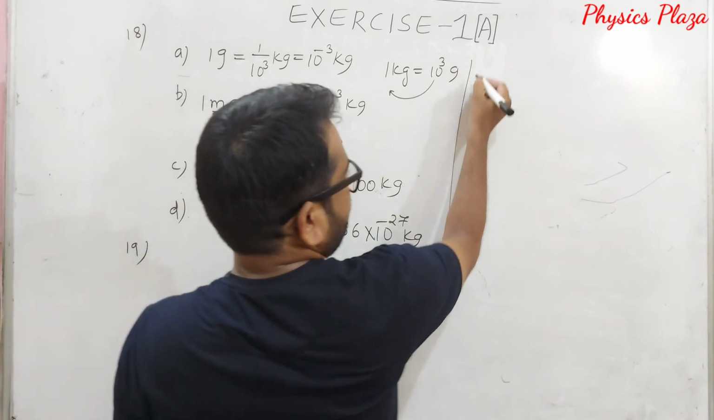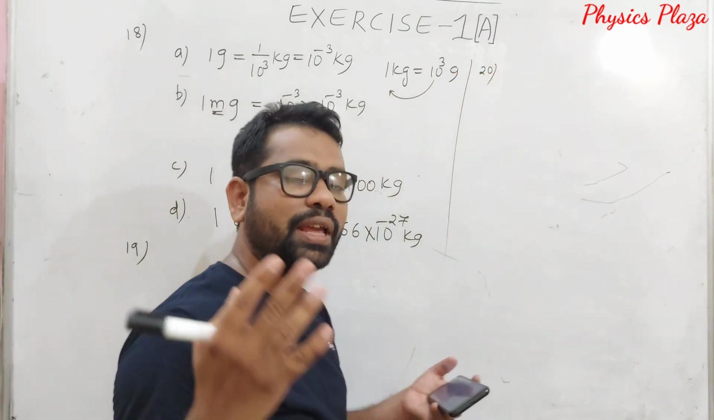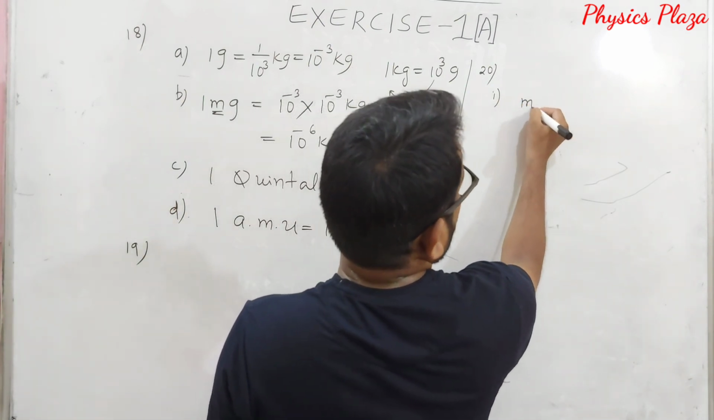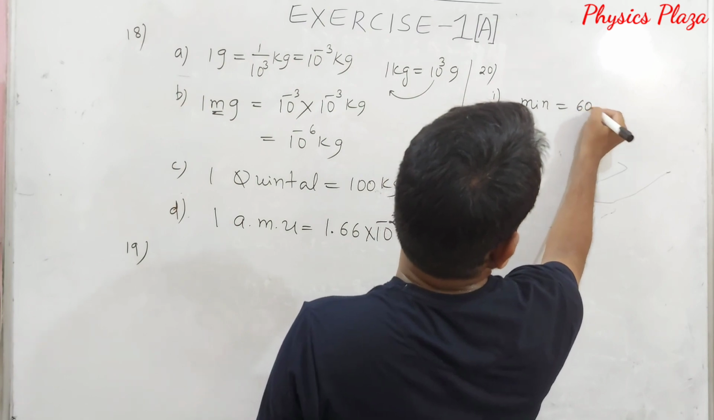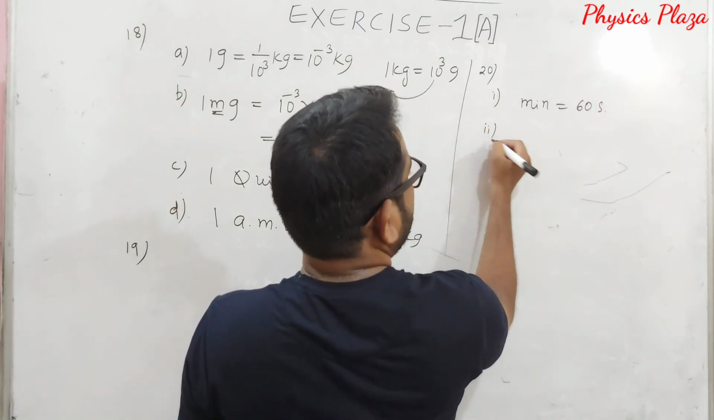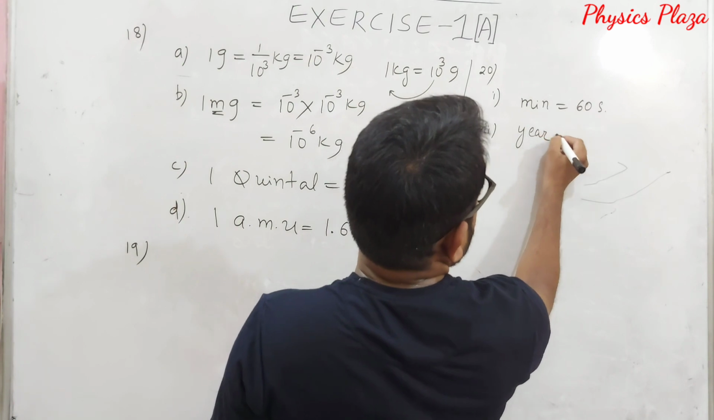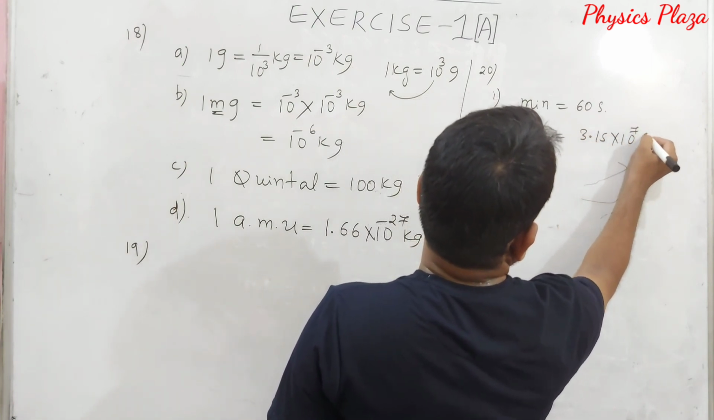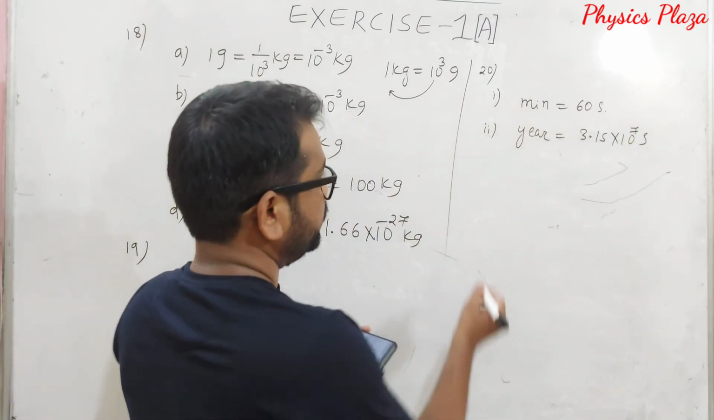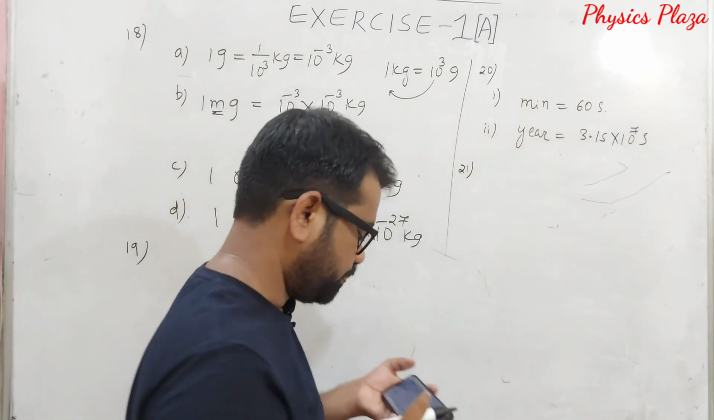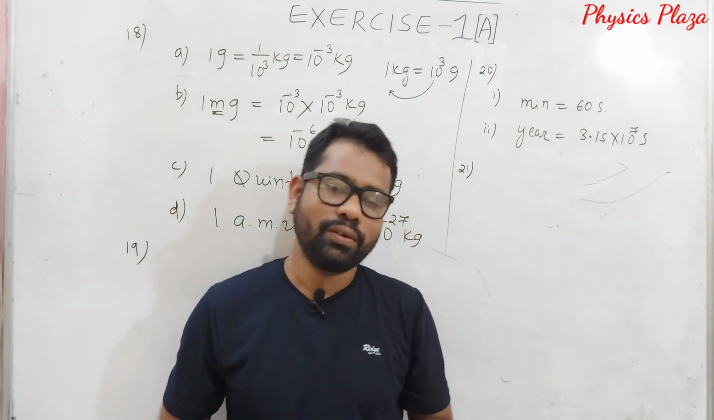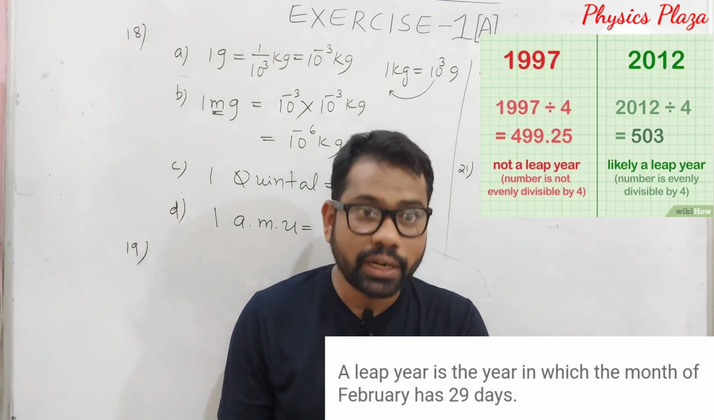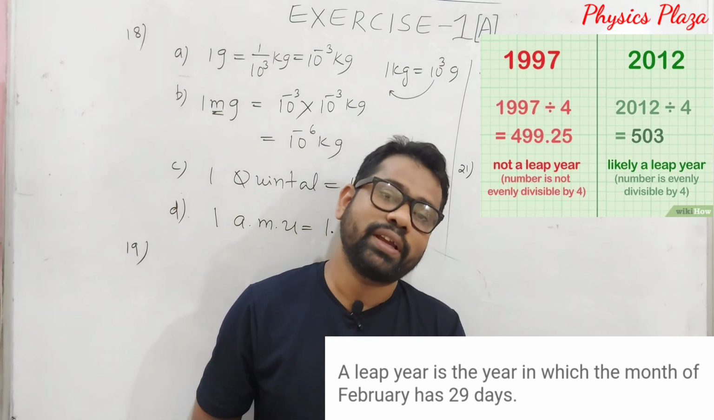So children, question number 20. Bigger than second means you can take a minute, hour, year, anything. Let us take the first one, minute. 1 minute is equal to 60 seconds. For the second one, let us take a year. 1 year is equal to approximately 3.15 into 10 to the power of 7 seconds. Okay, fine. Question number 21. What is a leap year, dear children? It is the year in which you get 29 days in February.